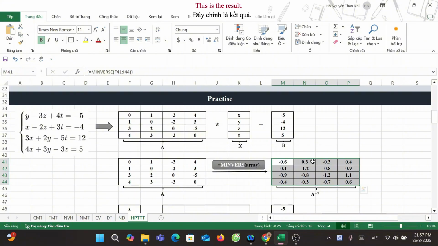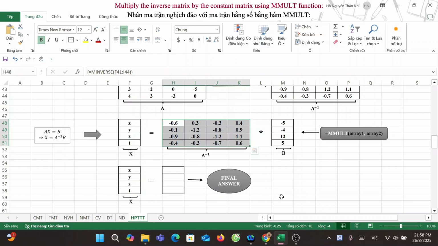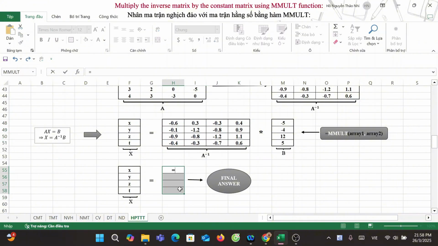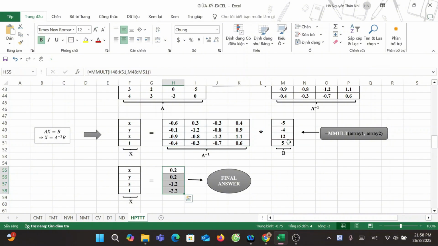This is the result. Next, multiply the inverse matrix by the constant matrix using the MMULT function. Press Ctrl+Shift+Enter and execute it as an array formula. The solution for each of X, Y, and Z will be displayed.